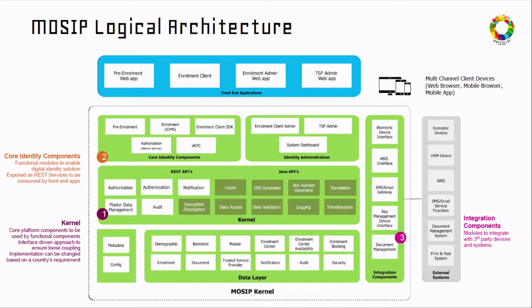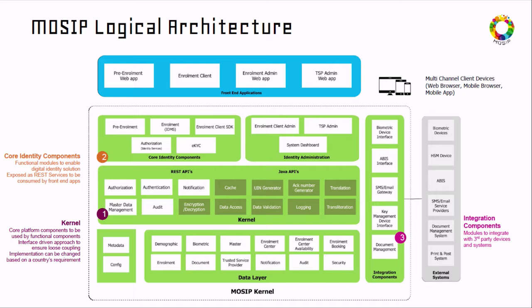The logical architecture is a rather involved diagram, but fundamentally there are four modules. The things to understand are the kernel layer at the bottom, where we have some demographic data and some biometric data, all kept in a cryptographically signed environment. There are audit logs and security. Everything is auditable inside the system. You can choose to audit even who viewed what, not just what elemental data changes happened.